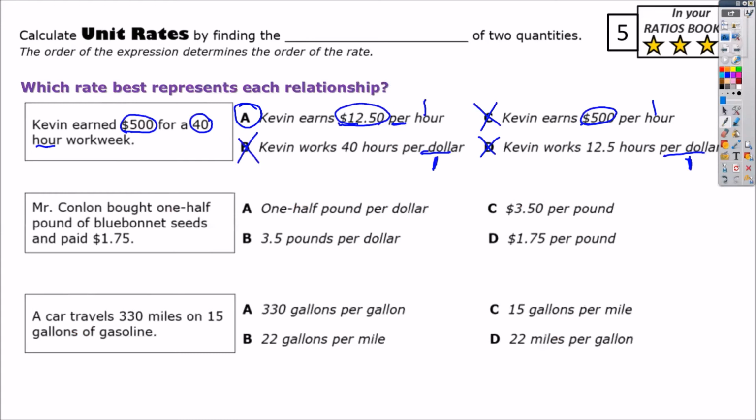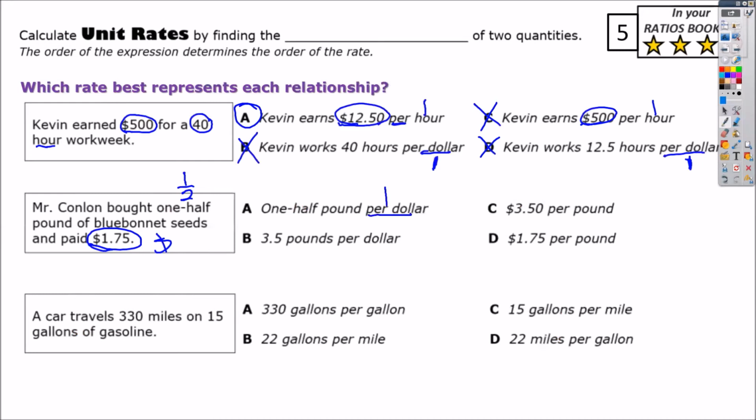Okay, let's see if you got this. I hope you used my trick. Let me read. Mr. Conlon bought 1/2 pound of bluebonnet seeds and paid $1.75. Which one has more? The money has more. So I'm going to go to the answer choices and see which one has more. The money has to have more.